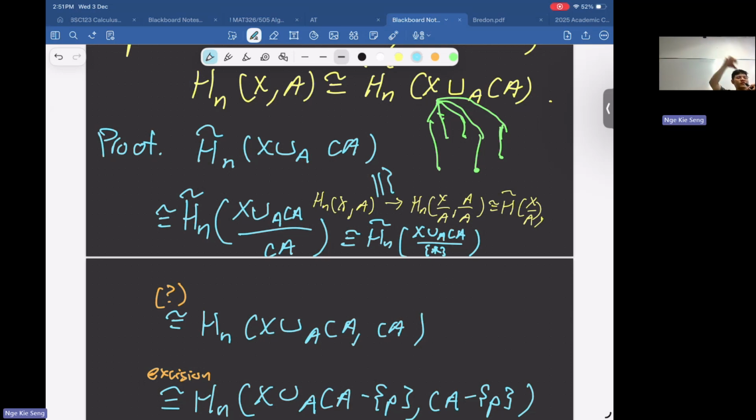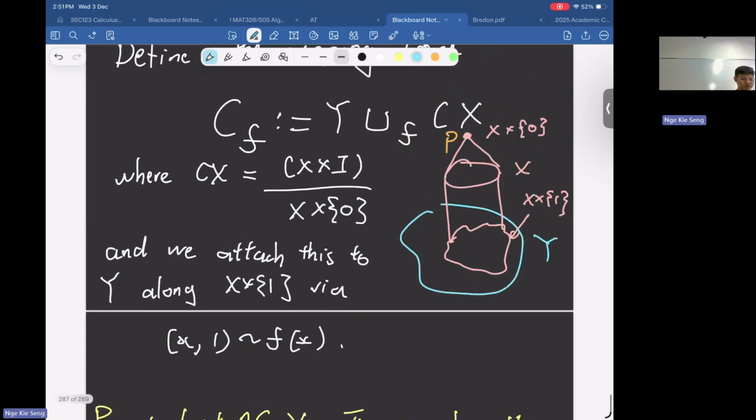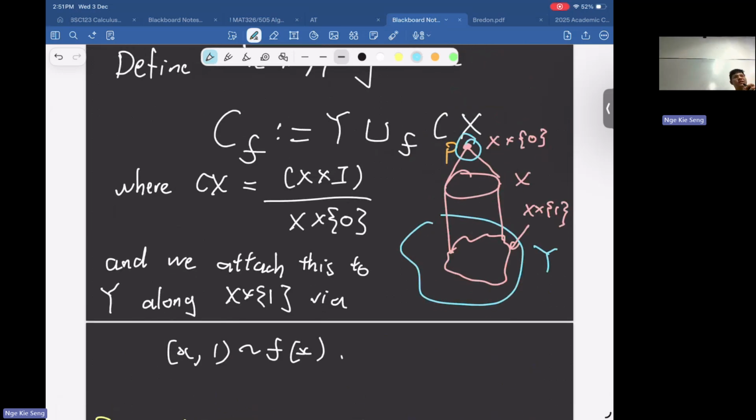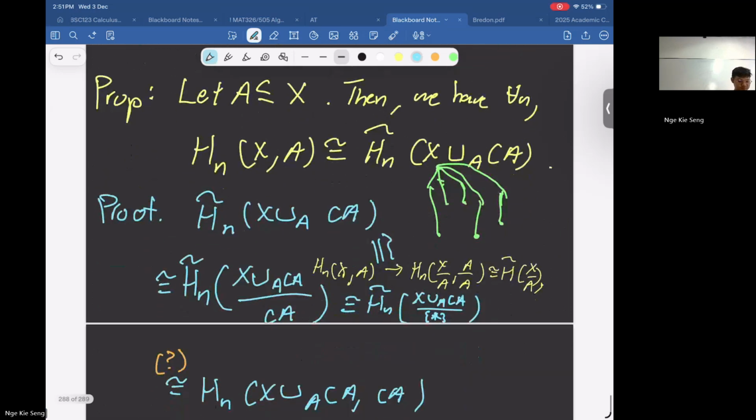So you have the whole thing, and then you quotient out by this point here. Then this point is still that point. This is still the same point. Maybe I write P here. Make sense? Does it make sense?